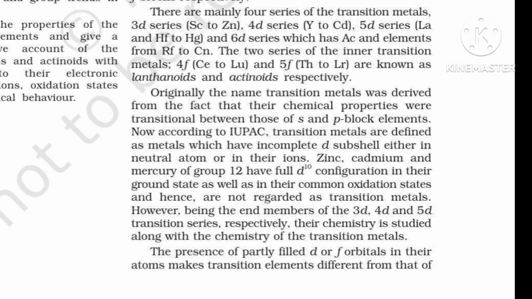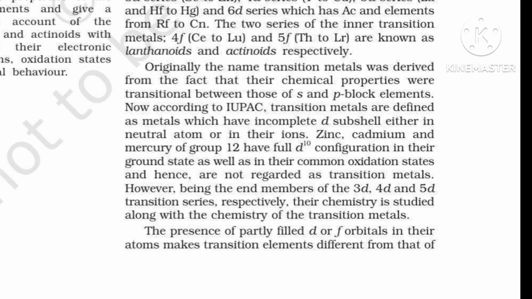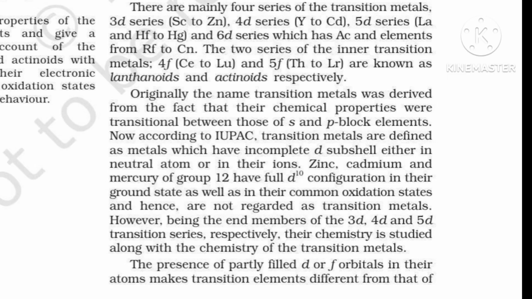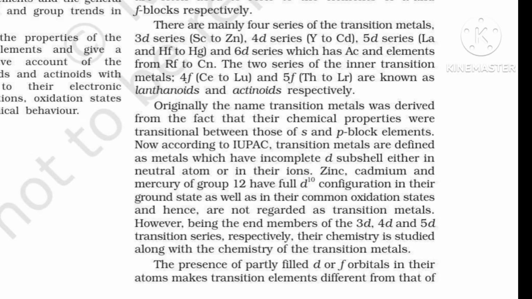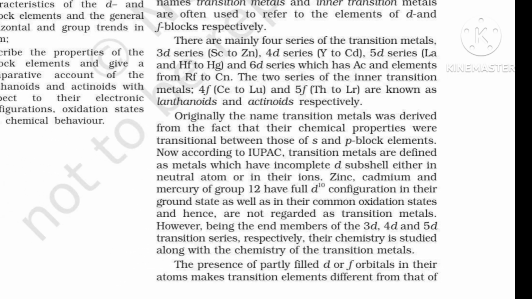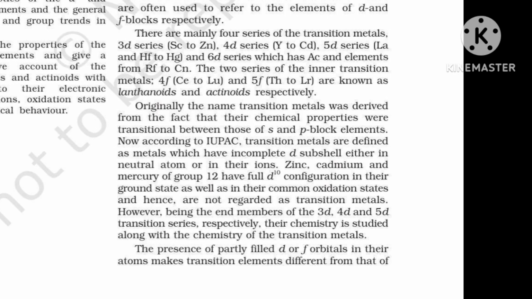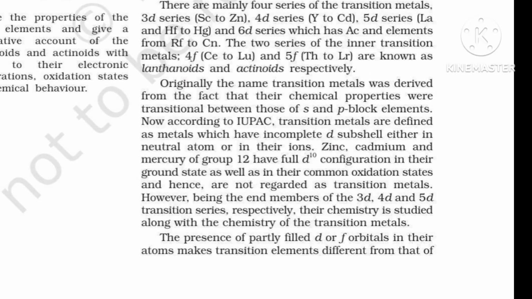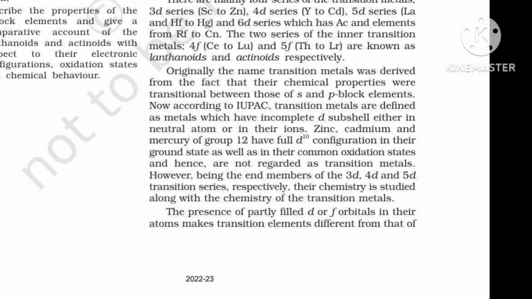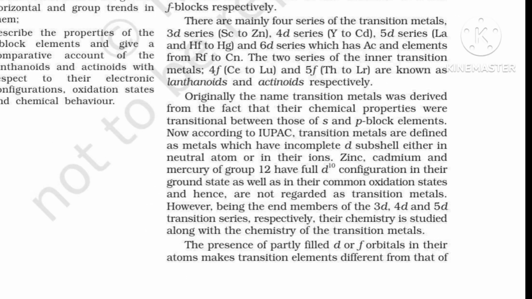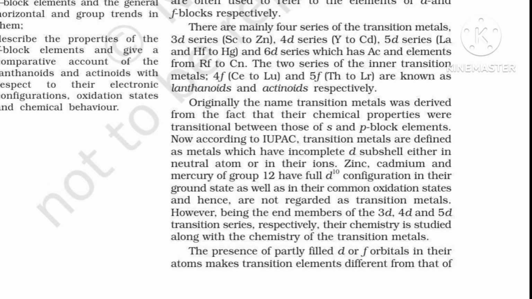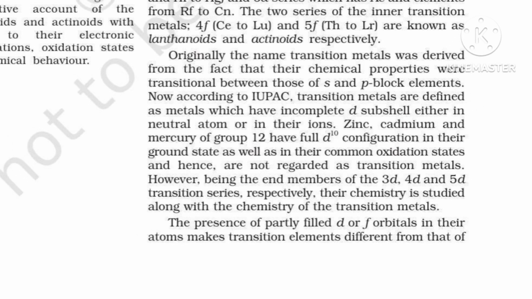Zinc, cadmium, and mercury of group 12 have full d10 configuration in their ground state as well as in their common oxidation state, and hence they are not regarded as transition metals. However, being the end members of the 3d, 4d, and 5d transition series respectively, their chemistry is studied along with the chemistry of the transition metals.